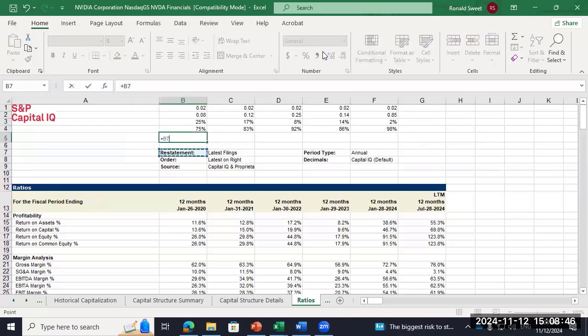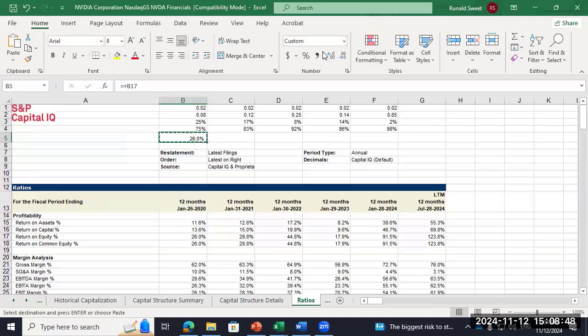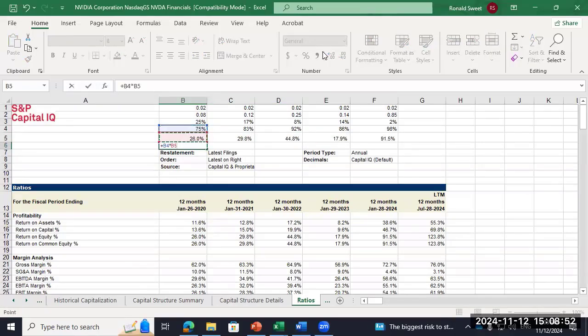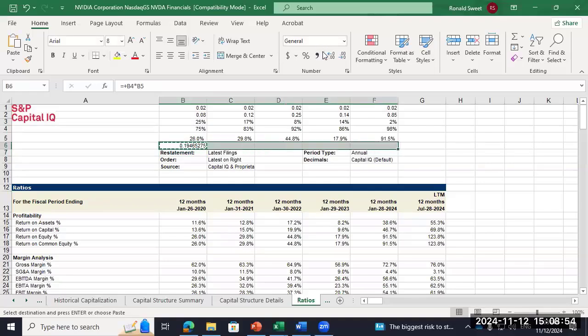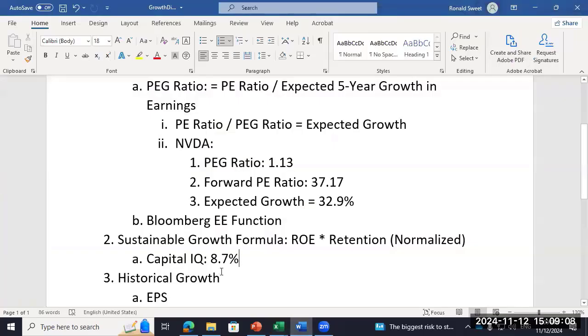Their ROE is ridiculous, right? So you take their retention times their ROE, you're going to get some crazy, crazy, crazy number. But again, if you take the average, we know this last year is unrepeatable. So the average is 42.7%.